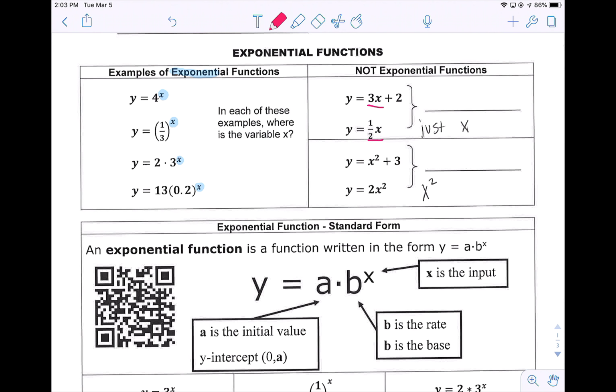These two, x is a normal size, and it's just an x, not x squared or x in the exponent, so that is a linear function. And then anytime we have an x squared, that is quadratic.